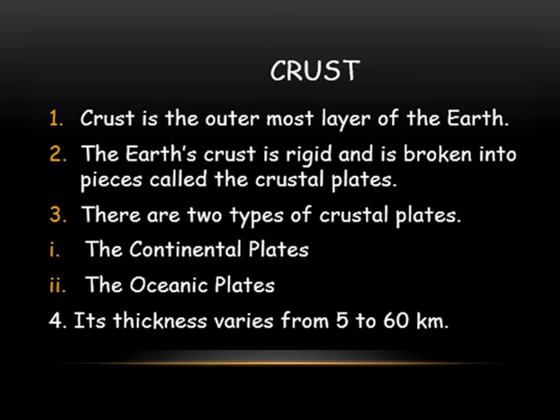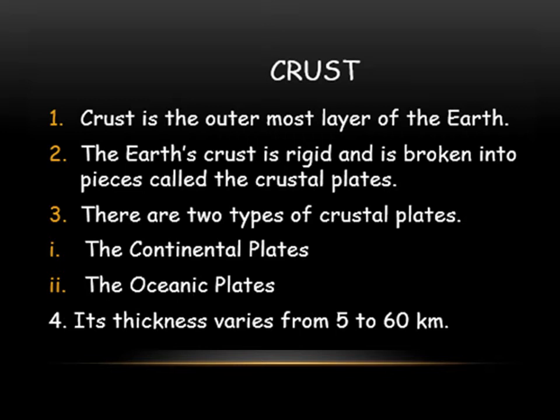Crust. The crust is the outermost layer of Earth. The Earth's crust is rigid and is broken into pieces called the crustal plates. There are two types of crustal plates: the continental plates and the oceanic plates. Its thickness varies from 5 to 60 km. I told you that the crust is rigid and it is broken into pieces, and these pieces are called the crustal plates, and the plates are of two types: the continental plates and the oceanic plates.